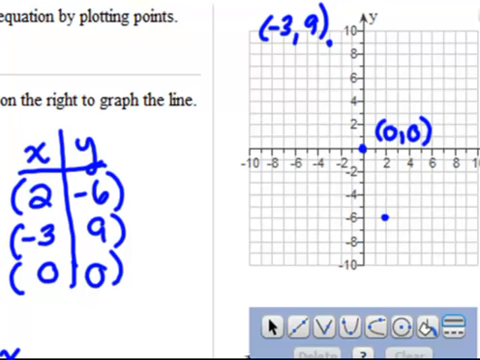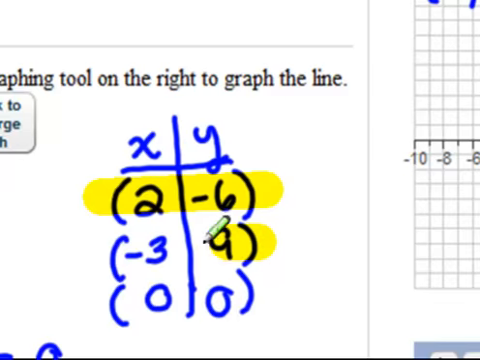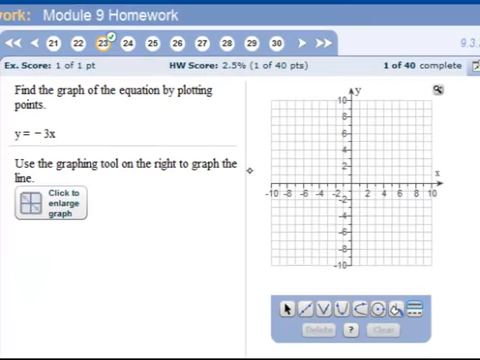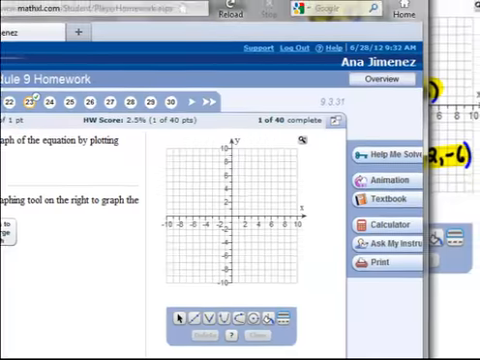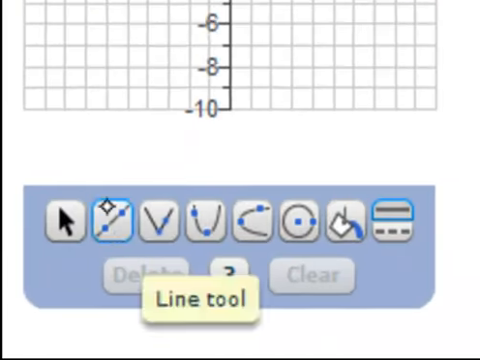Let's go ahead and use the graphing tool on MathXL to graph this. These are the 3 points that we want to graph. We've already graphed them on the paper here, here, and here, but we want to use the MathXL graphing tool to submit our answer. Here's the MathXL window. I'm going to focus on the actual graphing part. Because it's a straight line, I'm going to use this tool right here.